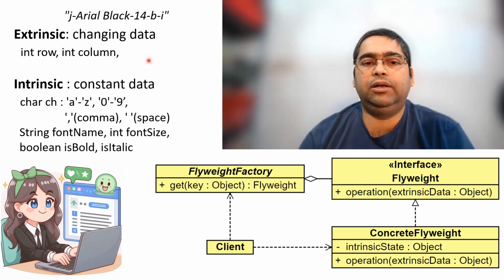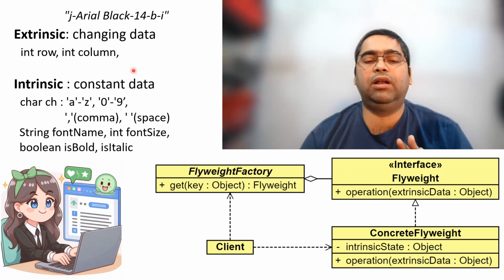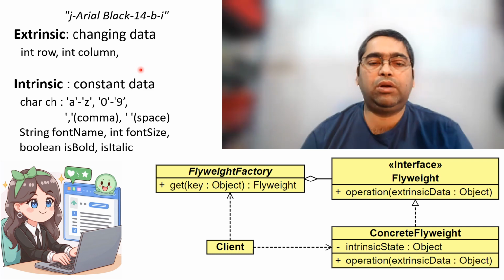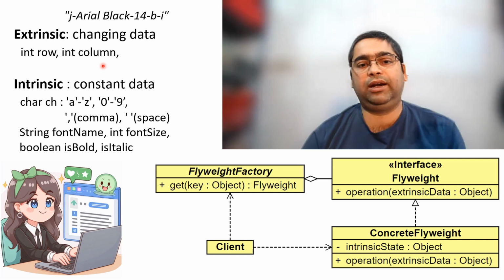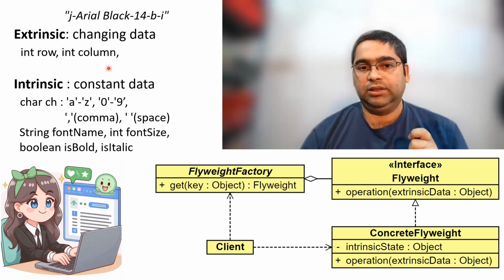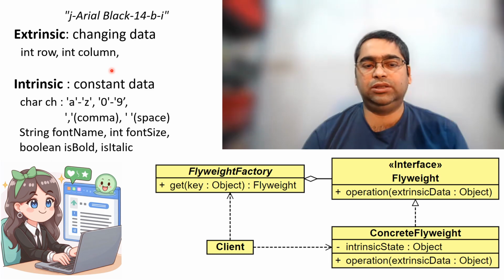Now in any text editor, the number of characters can be very large. For example, a large document may have even 1 million characters. But the number of styles which we use is generally very limited. We don't tend to use more than 100 or 200 styles in a single document. In fact, in a single word or in a single line, the styles of all the characters are actually uniform. So since our number of styles is just a few hundred to a thousand, we can use the Flyweight design pattern to be memory efficient in solving this question.